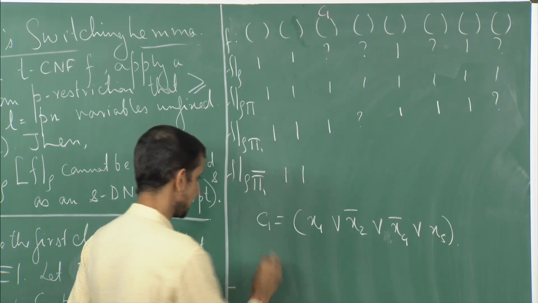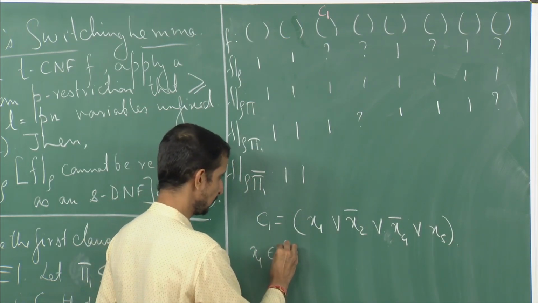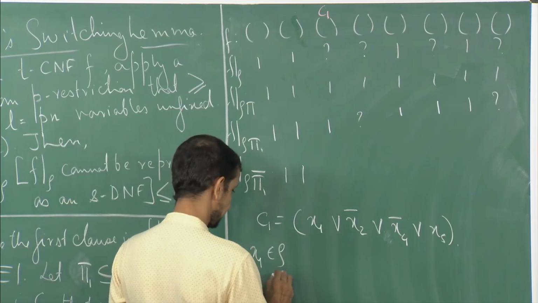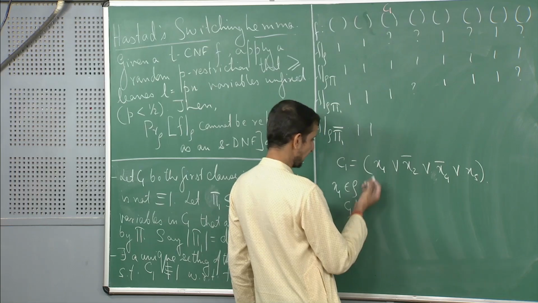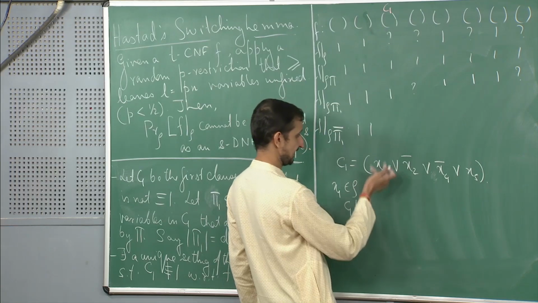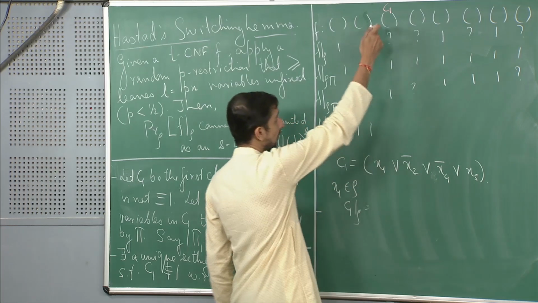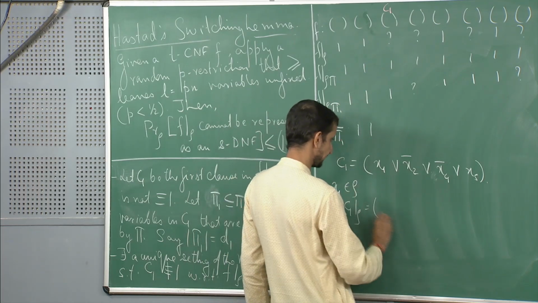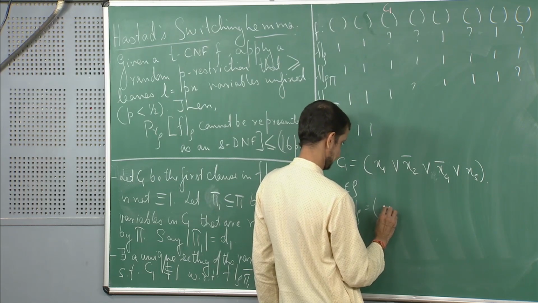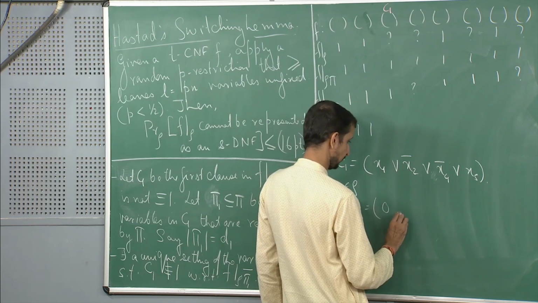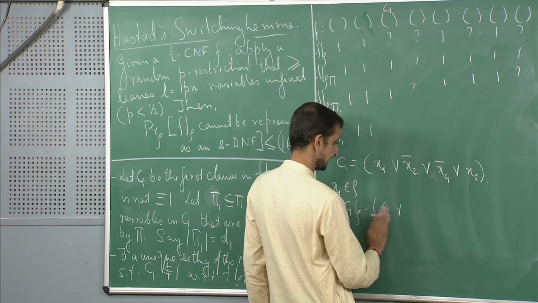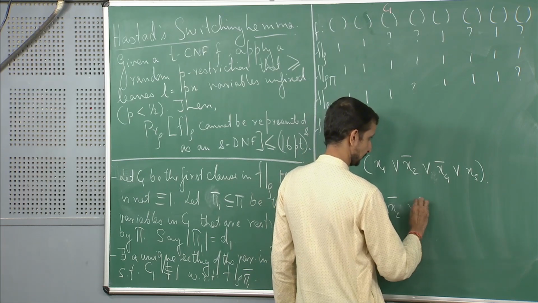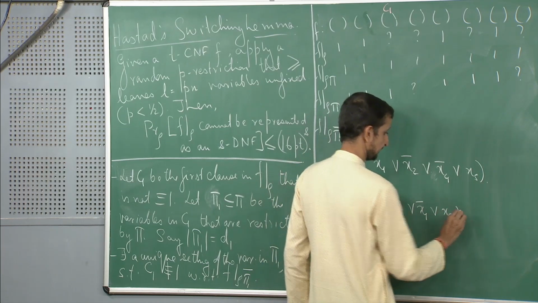Now, suppose x1 belonged to rho. So rho had already fixed x1. When I look at C1 restricted to rho, let us say that x1 was getting fixed to 0. Of course, it has to get fixed to 0 because it was not satisfying the clause. So C1 restricted to rho was looking something like this: x2 bar or x4 bar or x5.